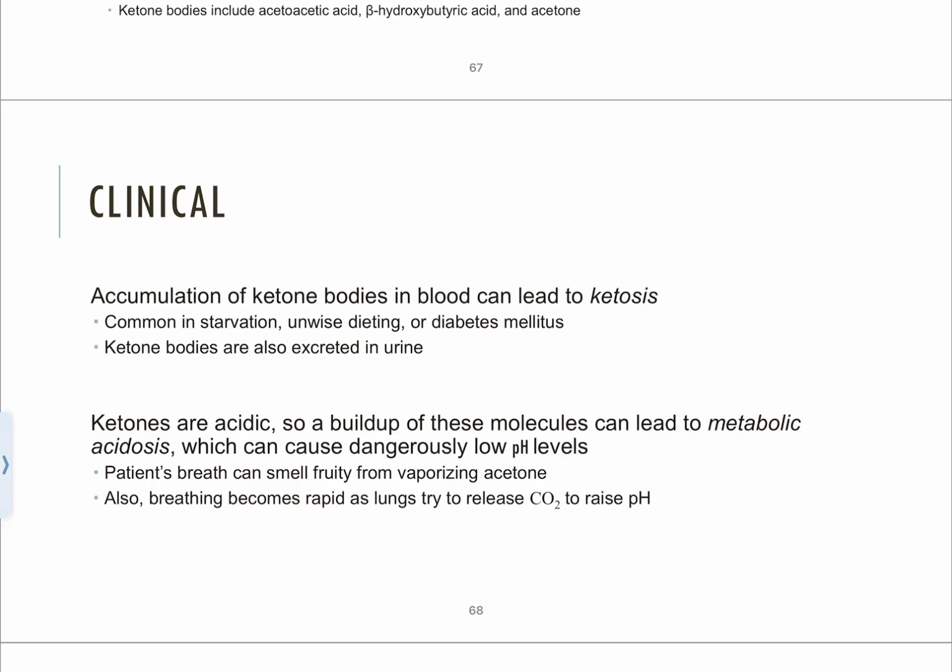Typically, you're going to have ketosis if you're starving or have diabetes mellitus, and you can also have this if you are restricting the amount of carbohydrates you're taking into your diet. Most ketone bodies are acids, so ketosis can also lead to metabolic acidosis. What happens in metabolic acidosis is that our body's buffer systems that we've talked about previously can't tie up those acids or ketones fast enough, and your blood pH is going to drop, and sometimes it can drop to dangerously low levels.